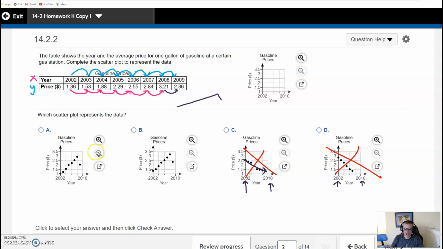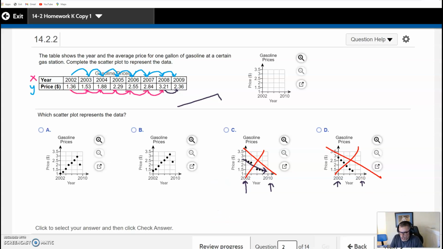So now I need to look at these 2 graphs, which do look very similar. And they both kind of look like the little sketch I made right here, right? They have a line going up, and then a little dip. So let's figure out which one it is.